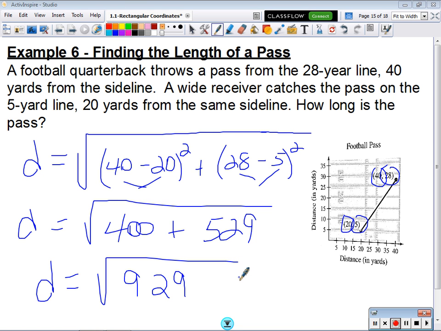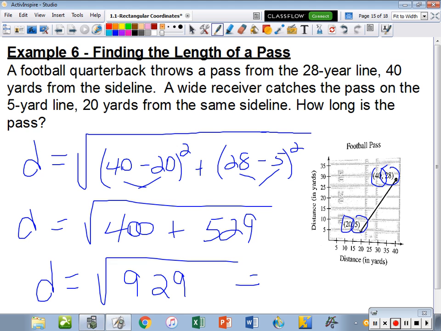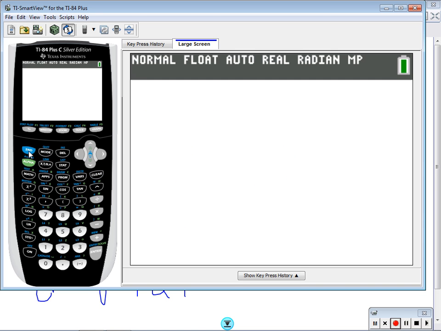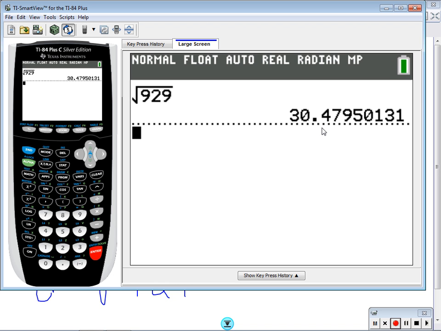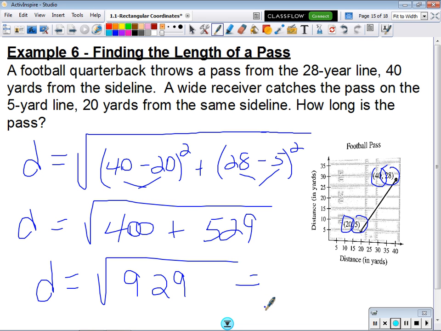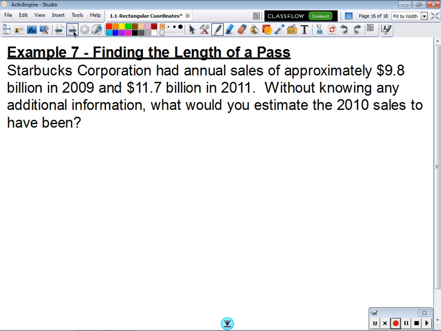As I finish this off here, the square root of 929, I'm going to pull my calculator up. When I work that out, this comes out to be roughly, if we rounded this to the nearest tenth, about 30.5. So the answer to this would be roughly about 30.5 yards. So that's the distance from this point here to this point here. That's just some of what we did previously with the distance formula.